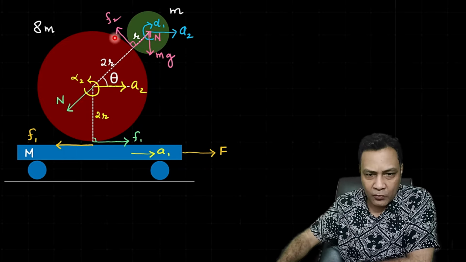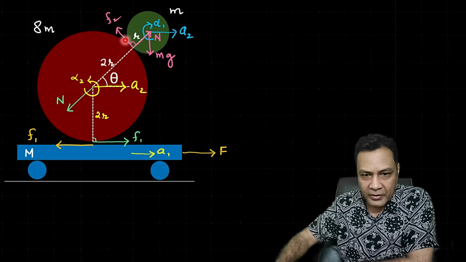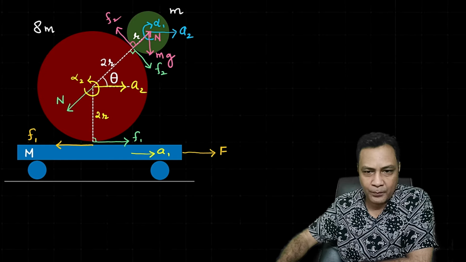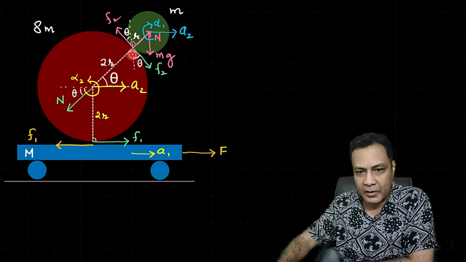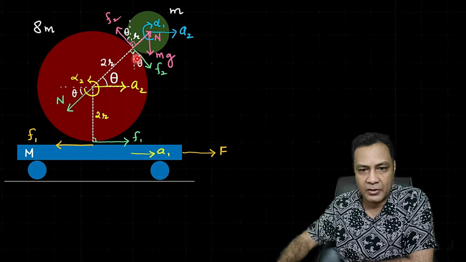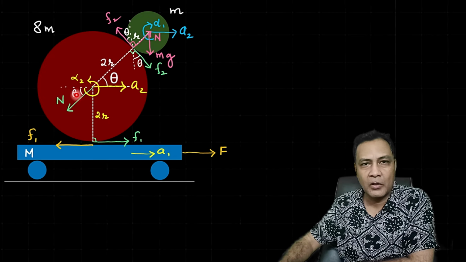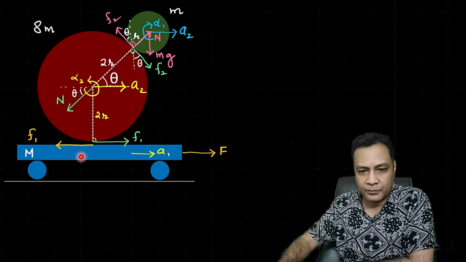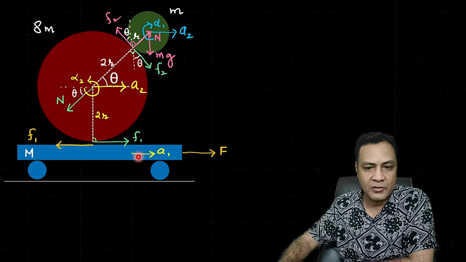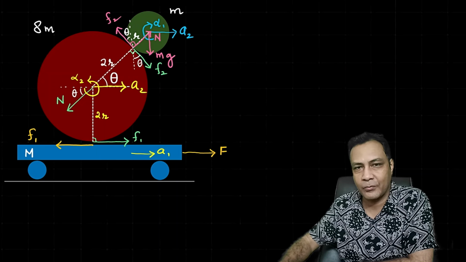And now there was one more force that remained. The reaction of this F2 on the big M will be in this direction. It is also F2. And this is a vertical line, parallel to this line. So this angle is theta, and this is theta, and this is theta. Now we can proceed to write the equations of motion. For the cart first, along the horizontal direction, net force is capital F minus F1, and the acceleration is A1. So its equation is capital F minus F1 is equal to capital M into A1.